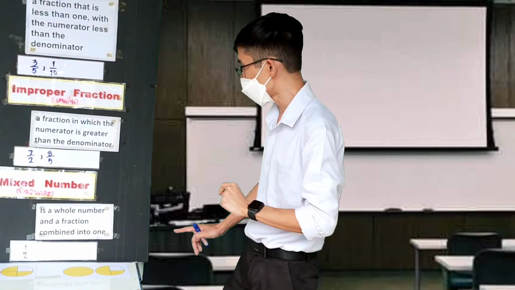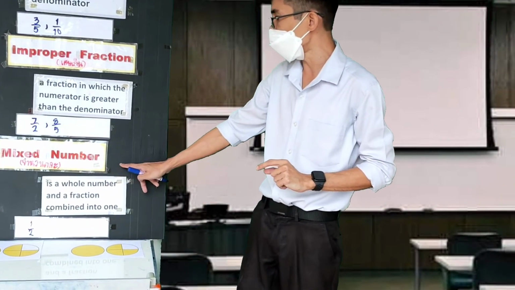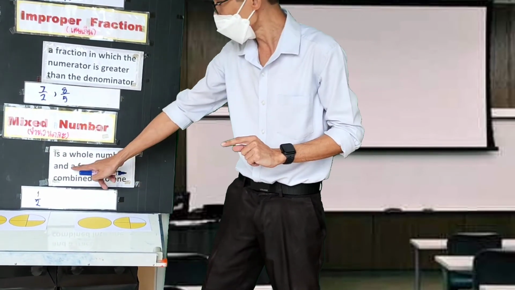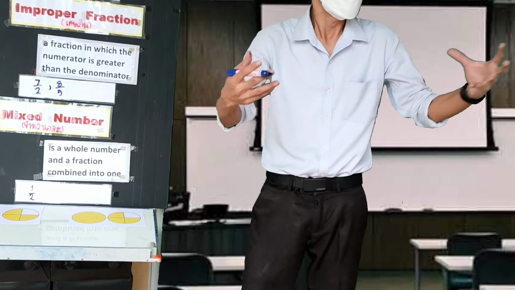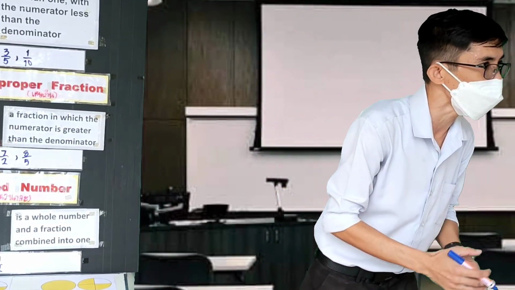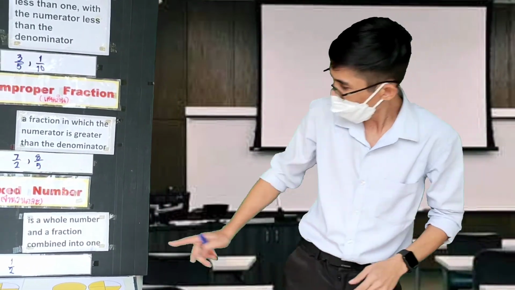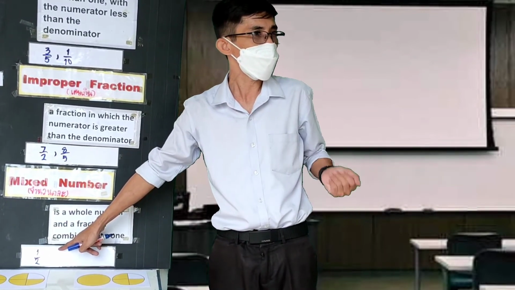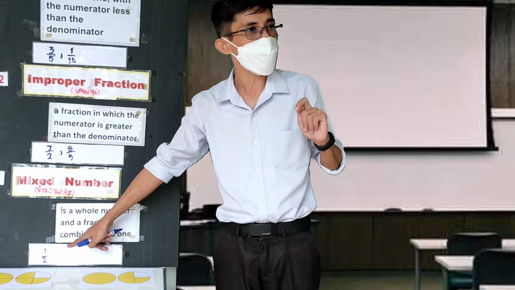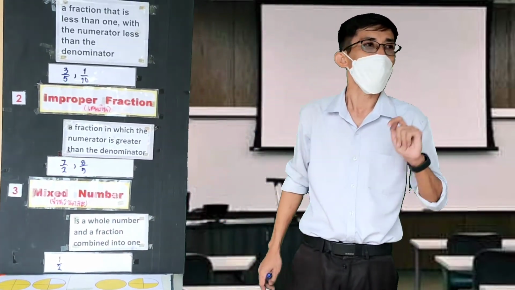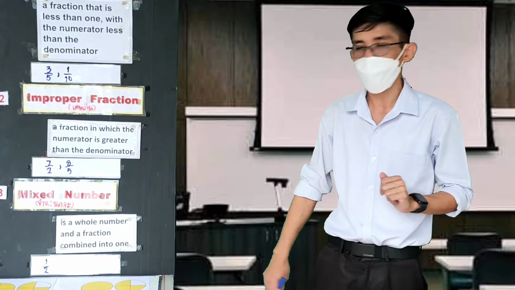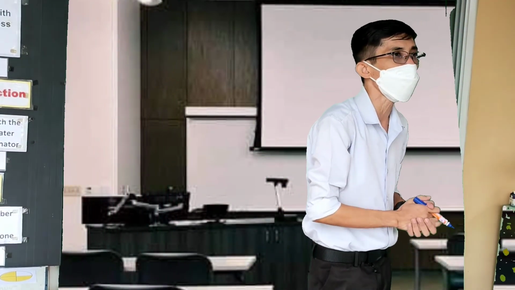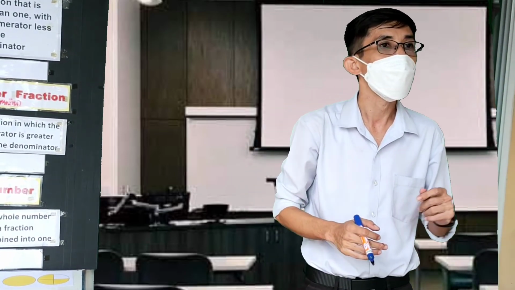Because according to the definition, a mixed number is a combination of a whole number and a fraction. So it is a combination of a whole number and a fraction. And look at this. This is a fraction. But where is the whole number? So, this is not an example of a mixed fraction or a mixed number.